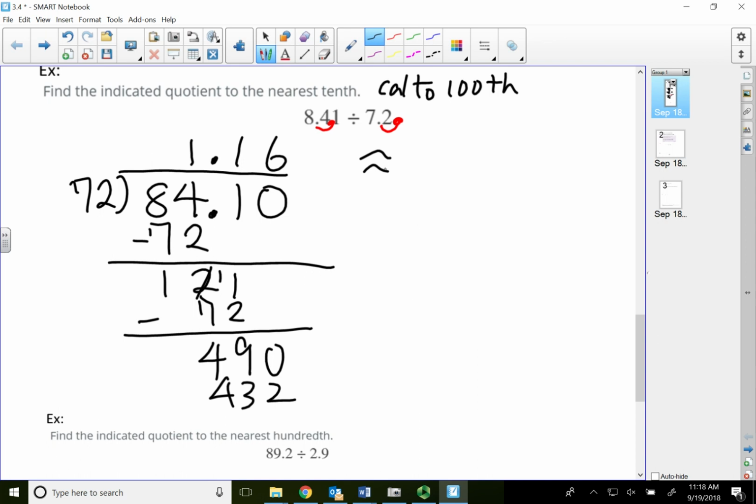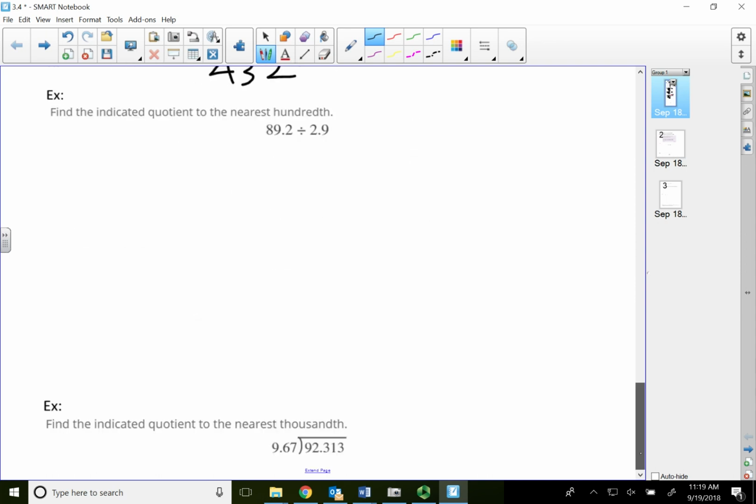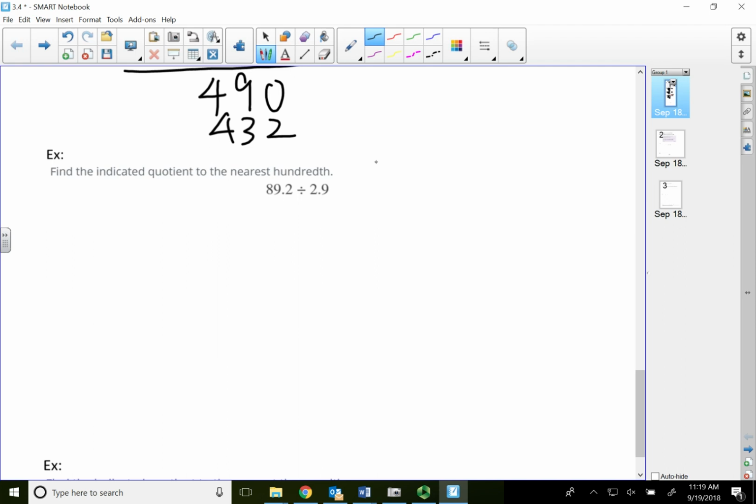So my answer is actually about 1.2. Okay, I don't need to finish off, because all I needed to be able to do here is know how I need to round my 10th. So once I figure out the digit in the 100th place, then I know how to round my 10th. All right, so in this example, rounding to the nearest 100th means I will calculate down to the 1000th place.